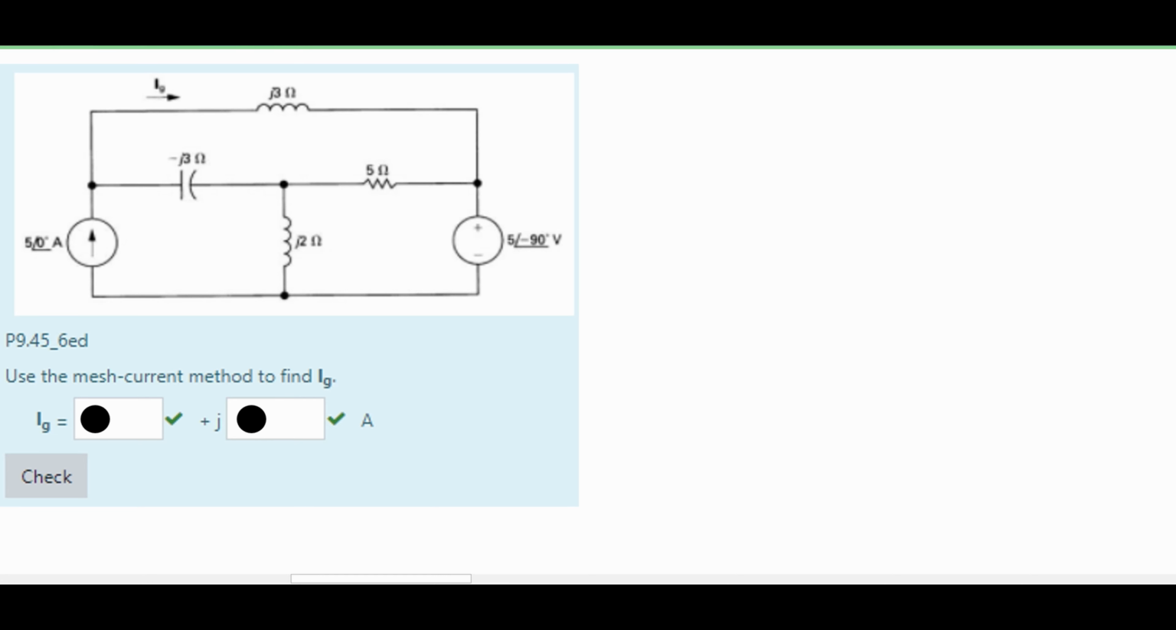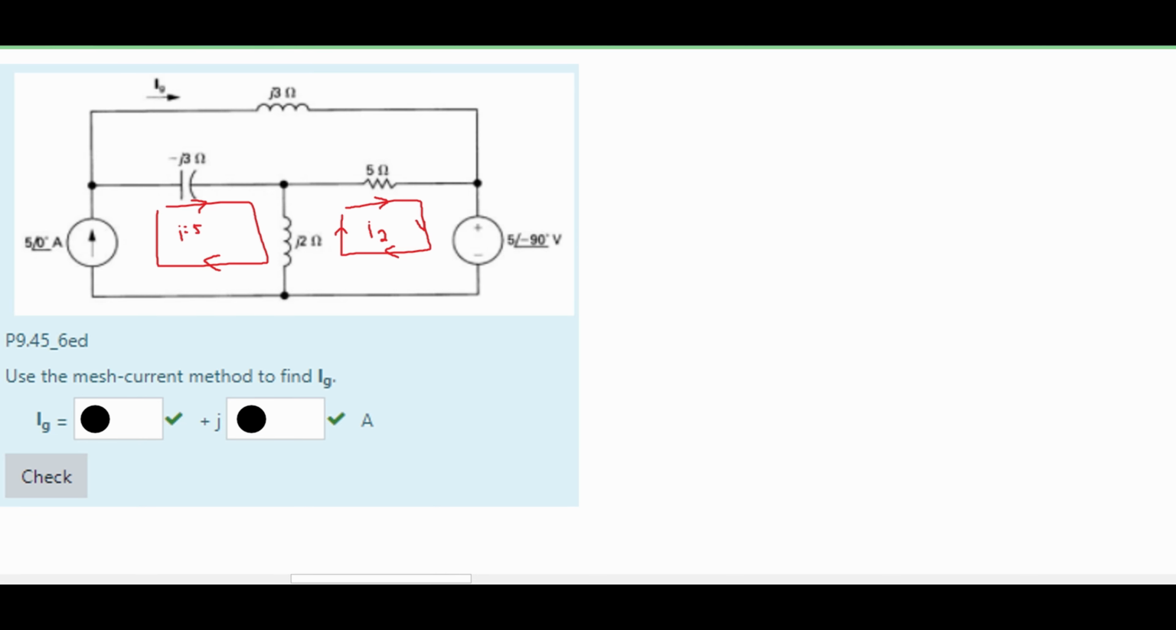Well, for our first part, we know that the current flowing through this entire part is equal to this 5 with an angle of 0 degrees. So our current here is equal to 5. Now we are going to find the current flowing through here, and we are going to call this our I2. The current will be flowing like this, and now we can use the mesh current method to find it.